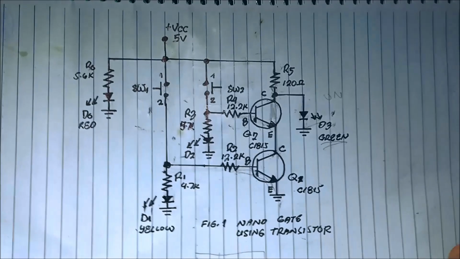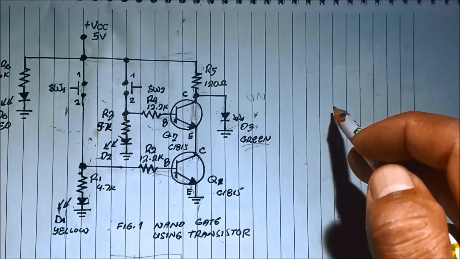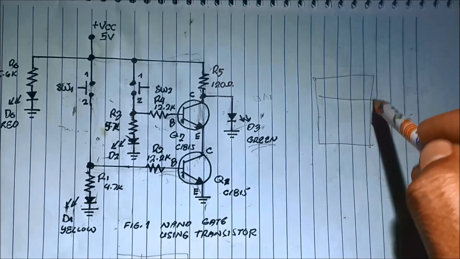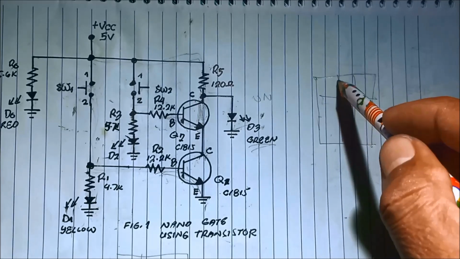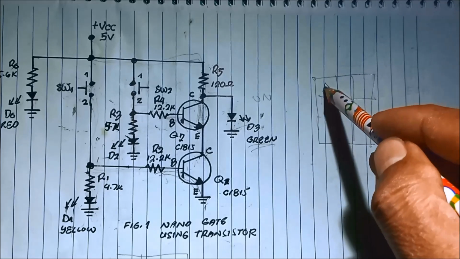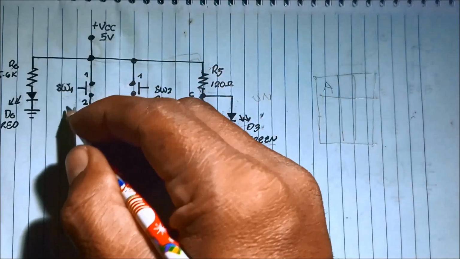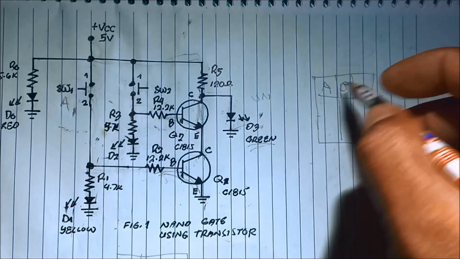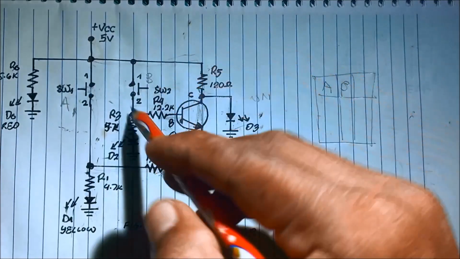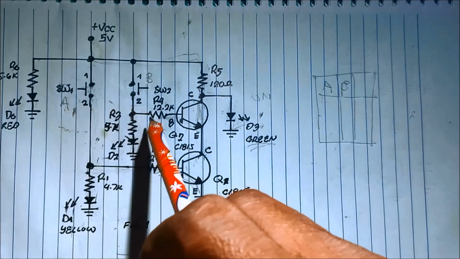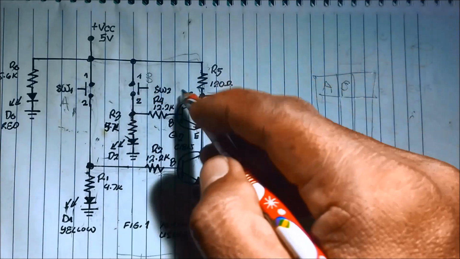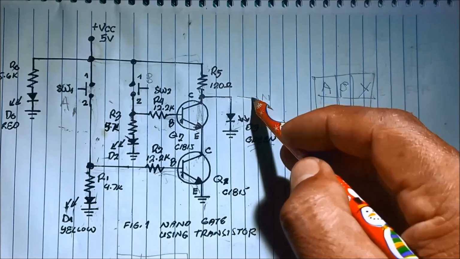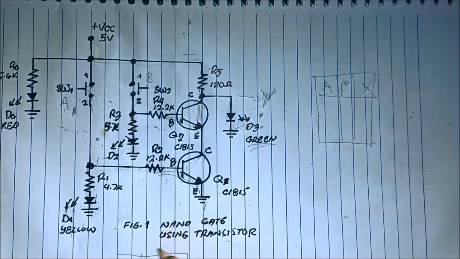Let us see the truth table for the NAND gate. Let's make the switch 1 A and then switch 2 B. So we have an input of switch A and a switch B. And the output is Y. This one is the output Y. Okay.